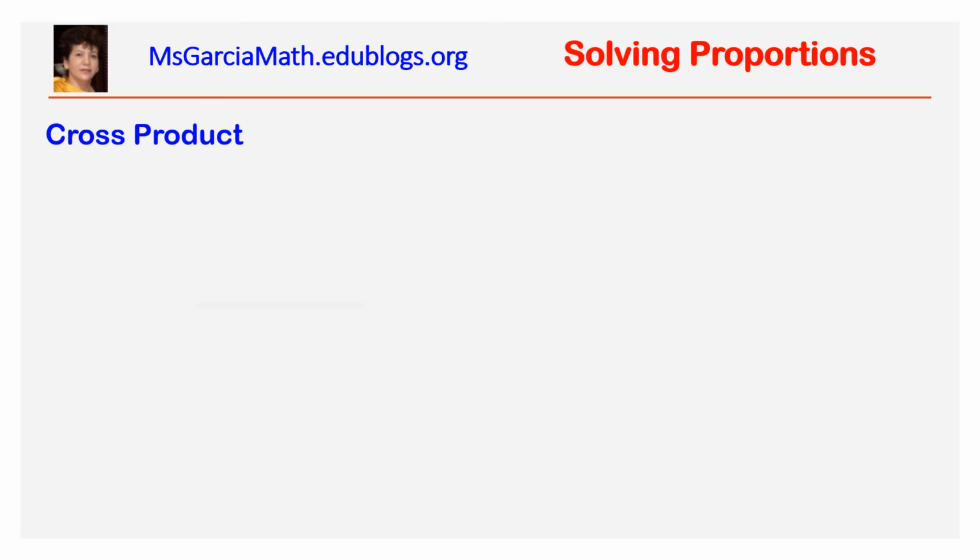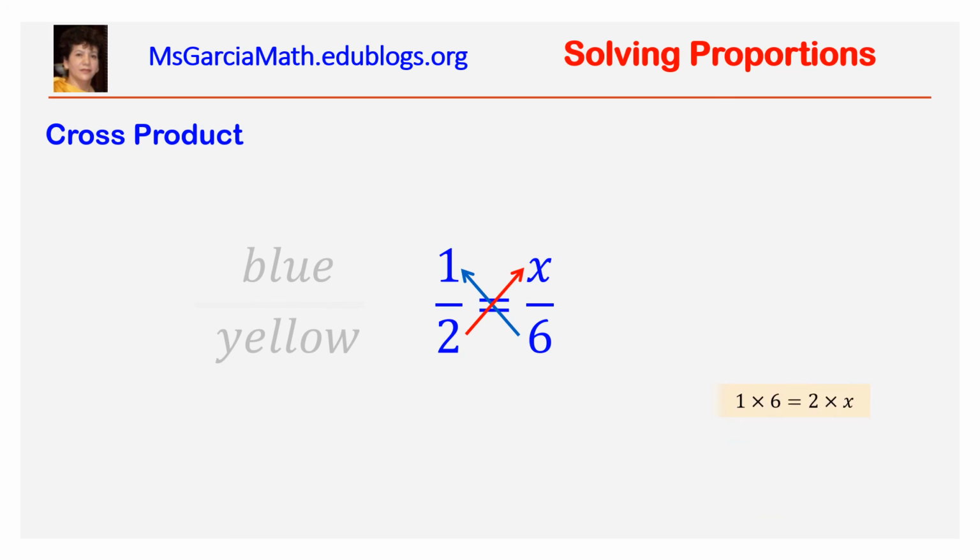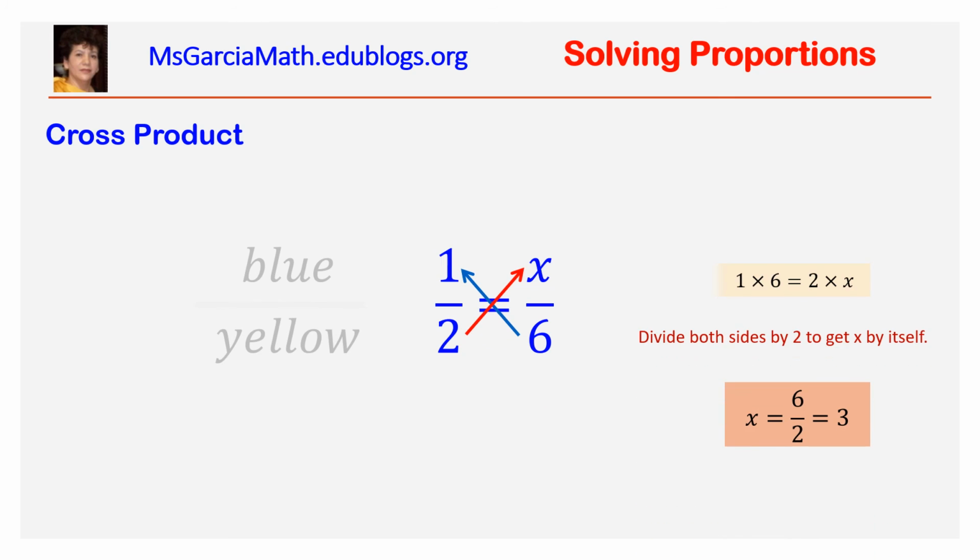We can solve proportions using the cross-product property. With cross-multiplying, you take the numerator of the first fraction and multiply it by the denominator of the second fraction. Then, you set that equal to the denominator of the first fraction times the numerator of the second fraction. The answer is x equals 3. So, you need 3 gallons of blue paint to mix with 6 gallons of yellow paint.